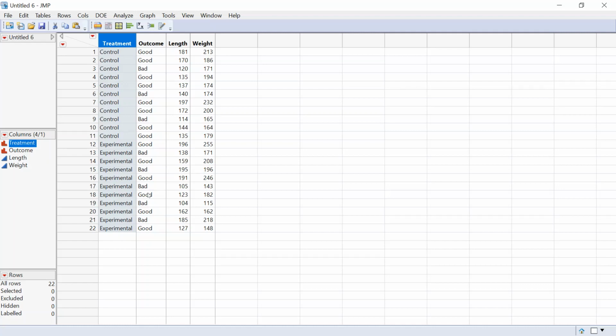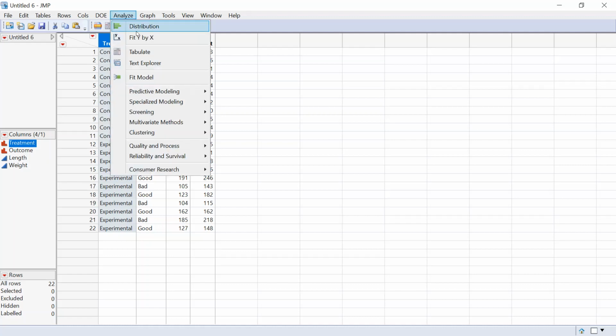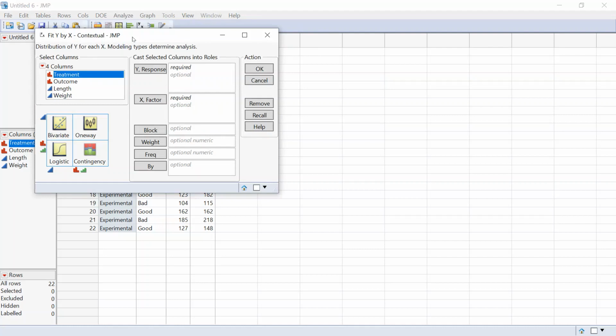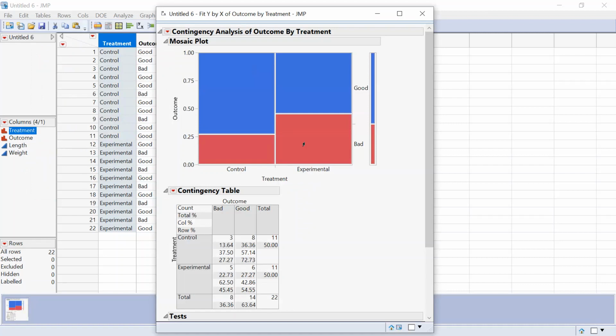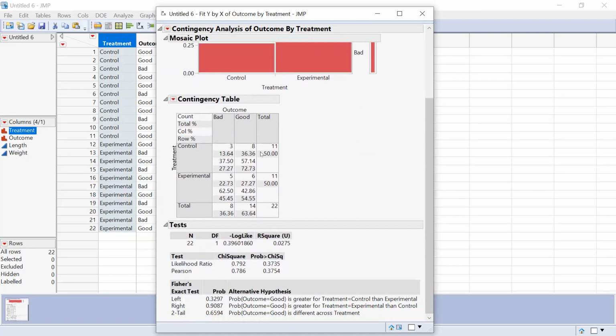So to do this analysis, we go to Analyze again, but this time Fit Y by X. And so the response variable in this case is outcome. We want to see if it was a good or bad outcome, and we want to compare that between treatments. So click OK, and so it's shown us a table.